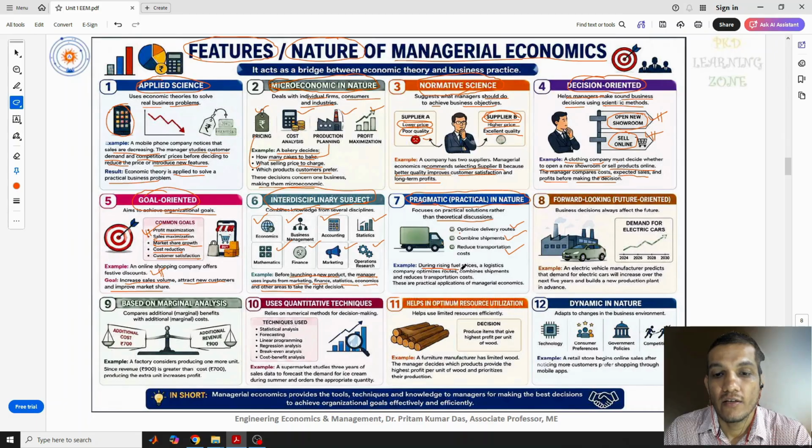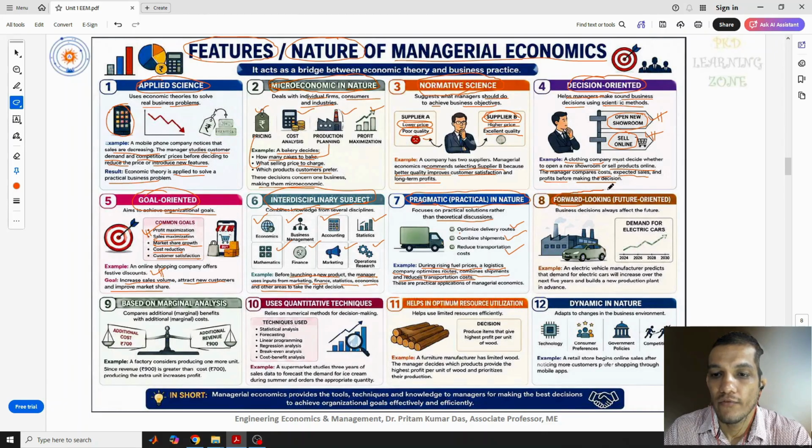Suppose during the rising of fuel price, a logistics company optimizes the route. We need to find the shortcut routes to deliver the products. Similarly, it combines shipments and reduces the transportation cost. If you combine many shipments in a single vehicle, we can reduce the cost. So these are the practical applications of managerial economics.